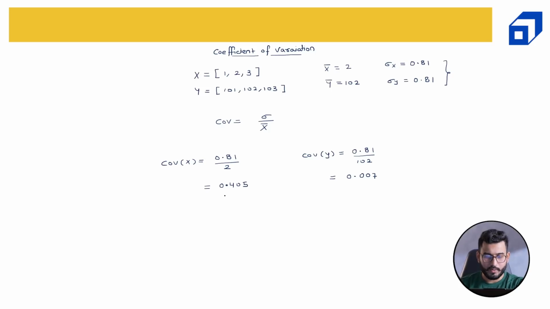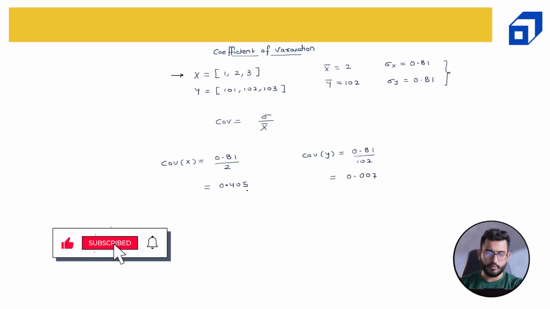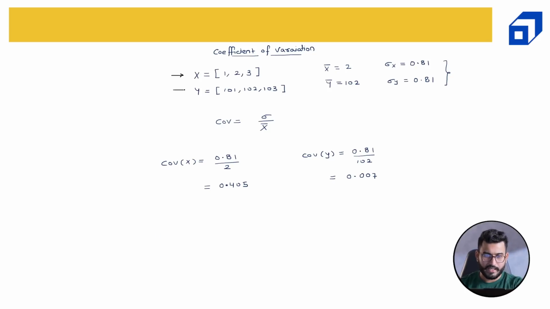Now if we closely look into these two values, 0.405 and 0.007, this particular series, series X, has a coefficient of variation of 0.405, while series Y has a coefficient of variation of 0.007. And I have already told you that series X has more variation than series Y, because in this series the third element is 3 times the first, while I cannot say the same thing for series Y, right?